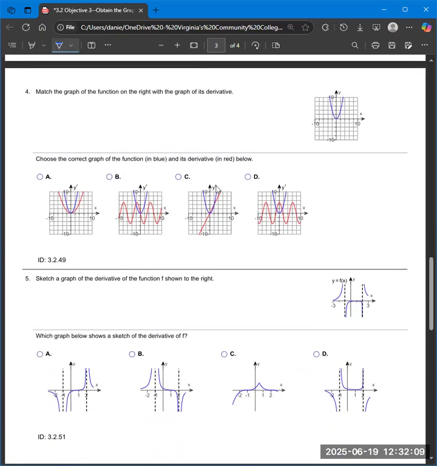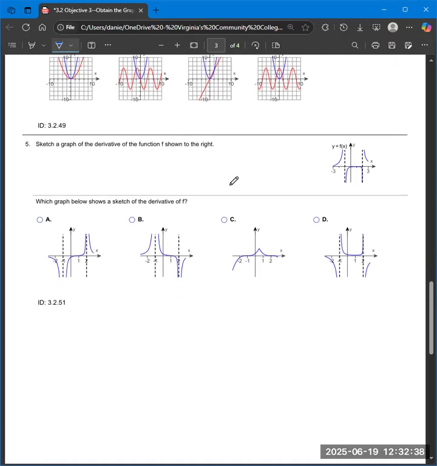Now we're going to go from negative to 0 to positive. Remember that the derivative of a second degree should be linear. So we want the graph of the function in blue and its derivative in red. So that looks like C to me, should be the linear equation that is the derivative of the blue function, the quadratic.